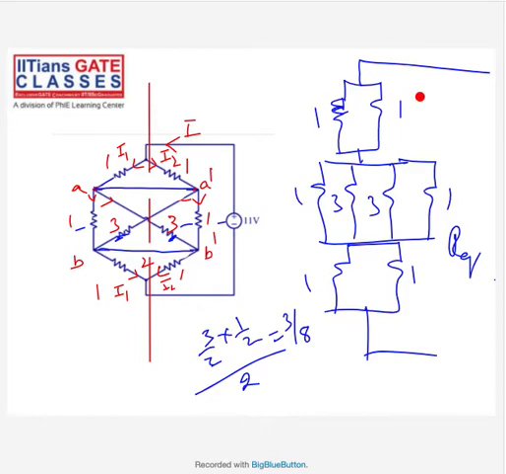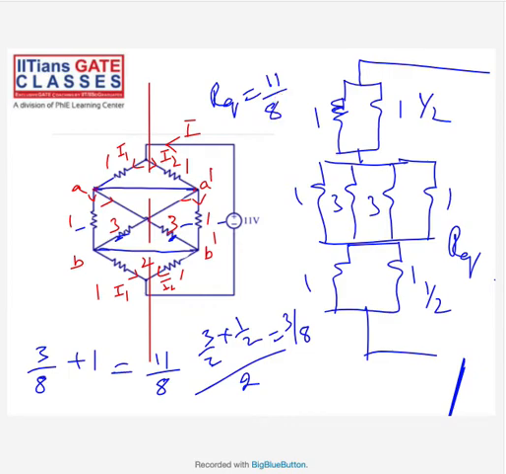So 3 by 8 in series with 1 by 2 is 1. 3 by 2 in series with 1. Sorry, 3 by 8 plus 1 is 8 plus 3, 11 by 8. So total R equivalent here is 11 by 8 ohms. 11 by 8 ohms. Everyone clear?